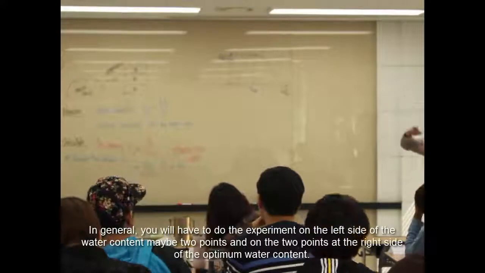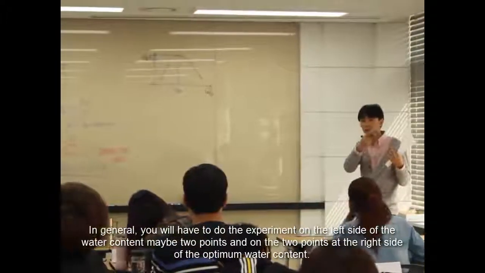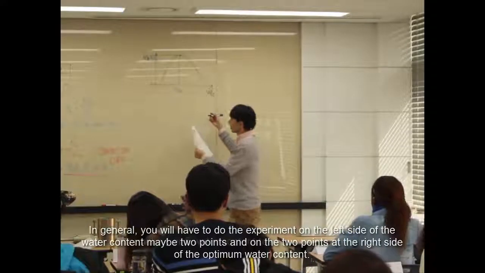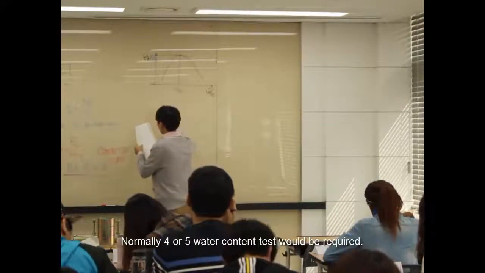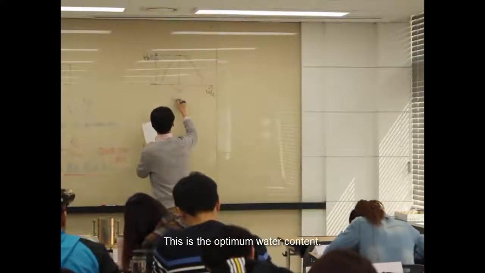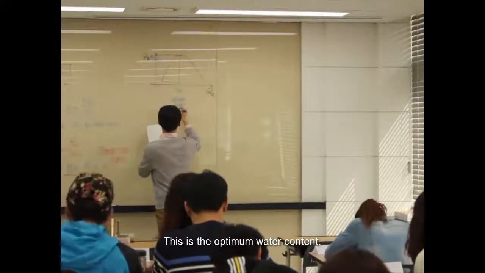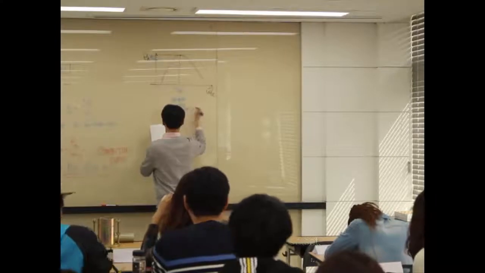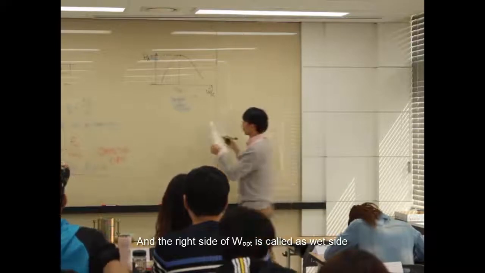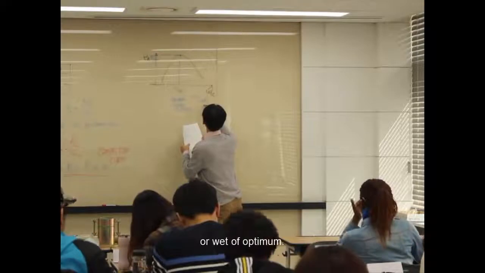So in general, you will have to do the experiment on the left side of the optimum water content, maybe 2 points, and another 2 points on the right side. So normally 4 to 5 water content tests will be required. And this is the optimum water content. The right side of the optimum water content is called the wet side.